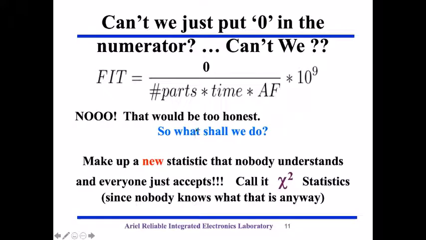So let's be honest. Why don't we just put 0 in the numerator? Okay, so the FIT is 0 parts. No, because then you get 0 FIT, parts per billion, and you can't report 0. That would be too honest, because that's what you actually measured. So what we'll do is make up a new statistic that nobody understands and just let everybody accept it. Call it chi-square because it sounds complicated enough. And since nobody knows what that is anyway, usually people will nod their heads and say, okay, sounds good to me.